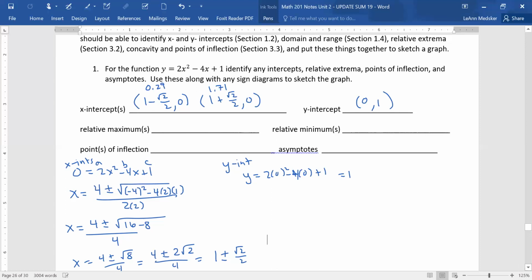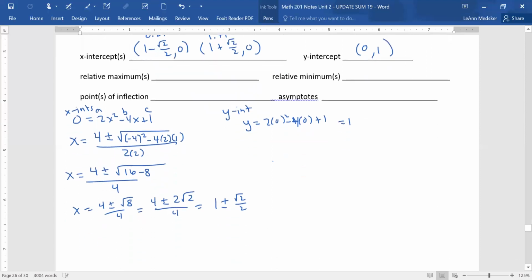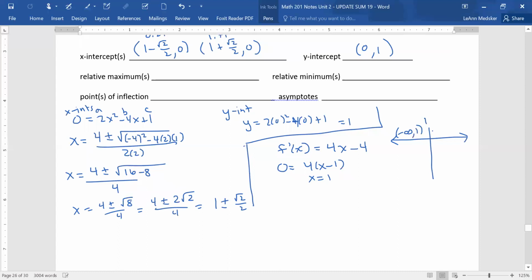Now the next line down asks us for relative maximums and minimums, which means we need to know about the first derivative. So f prime of x is the derivative of this function right here, so that would be 4x minus 4. We would set that equal to 0, pull out the 4. So x equals 1. That's my only critical value. I'm going to bar off the x-intercepts from this. So my critical value goes in the middle of my number line. This is negative infinity to 1, 1 to infinity. Plug in a number less than it and a number greater than it into my first derivative.